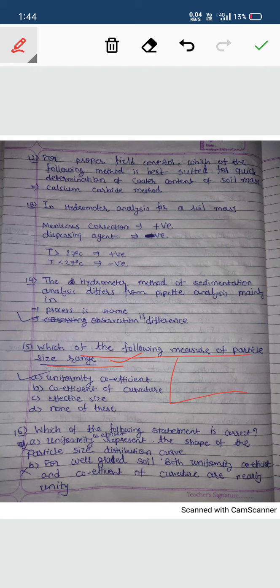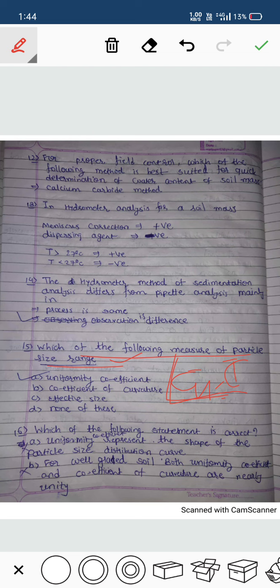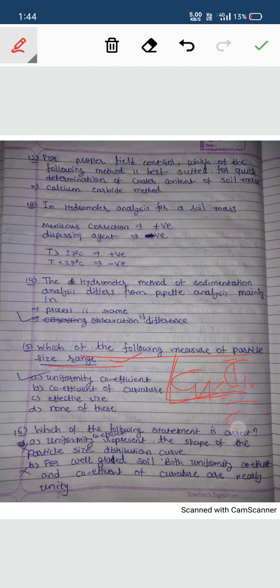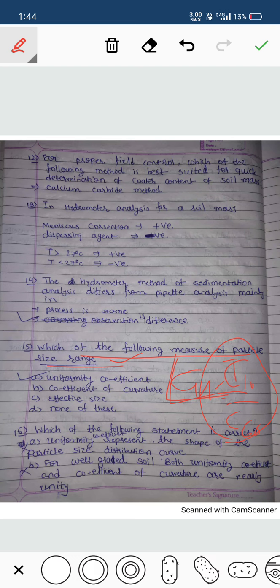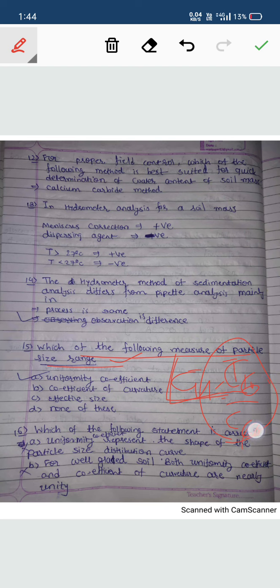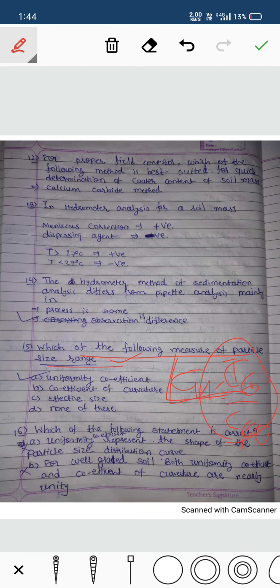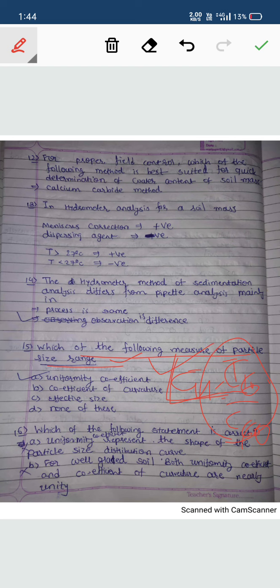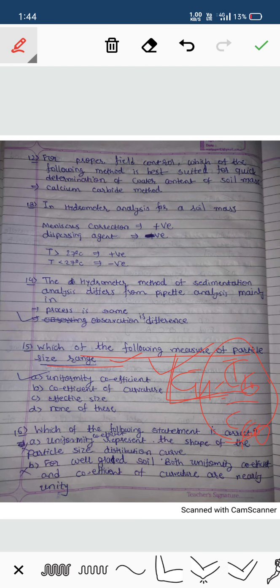Here we can draw the diagram. Uniformity coefficient Cu, that means C60 by C10. Sorry, by mistake I said C10 by C60; it is C60 by C10, and that is called the uniformity coefficient. This determines the particle size uniformity in the soil sample. Which of the following statements is correct?